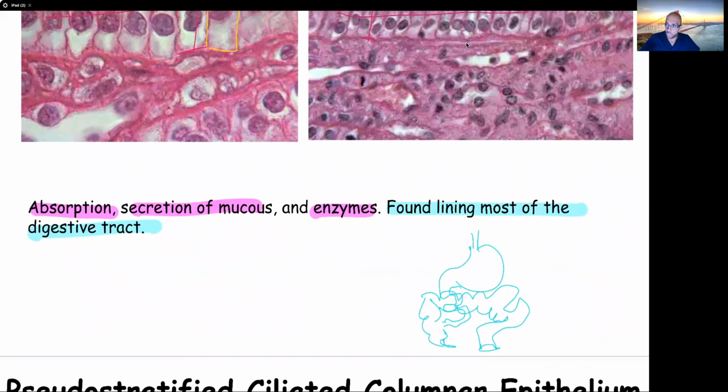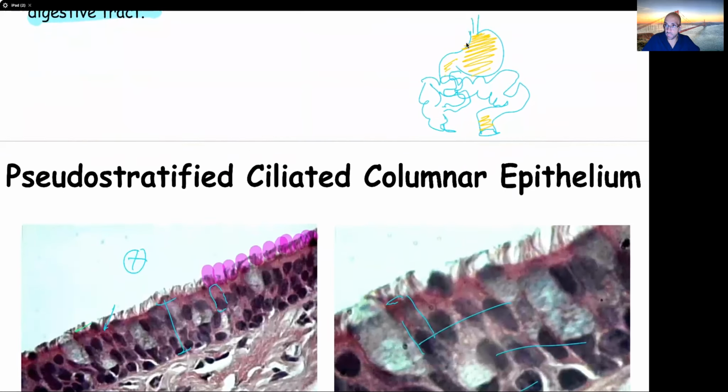If you remember, we can find the simple columnar epithelium lining the gastrointestinal tract from the stomach all the way to the anus, to the anal canal. It's going to be responsible to allow absorption, secretion of mucus, and secretion of enzymes.